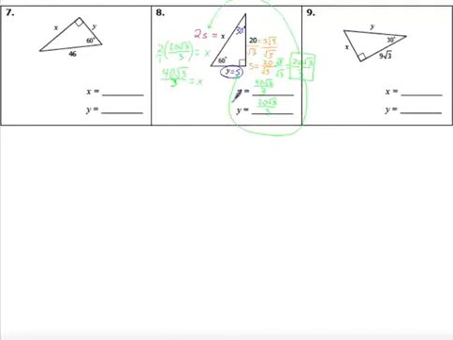All right, let's look at number 9 together. Number 9. So for number 9, we have another 30, 60, 90. Because that's 30, that's 90. This has to be 60 because the three angles have to add up to 180. And again, we label our sides. The 30 is always across from the s side. So s is equal to x.